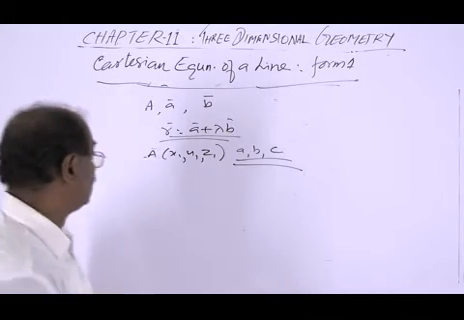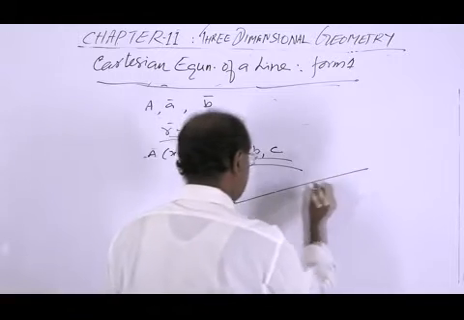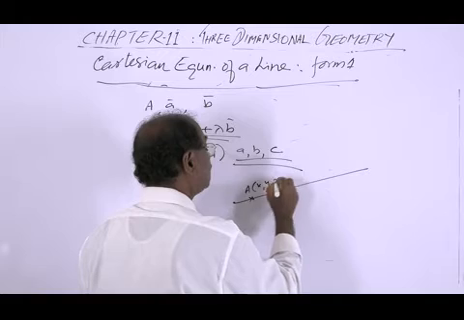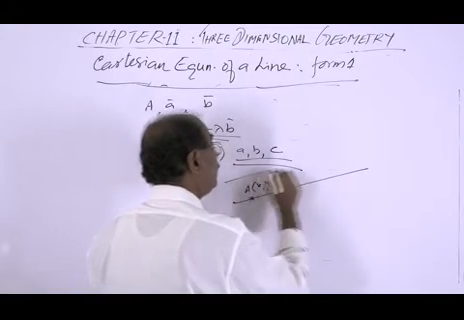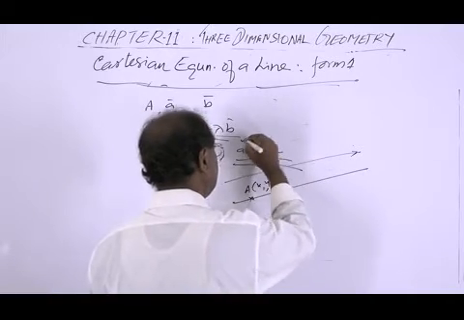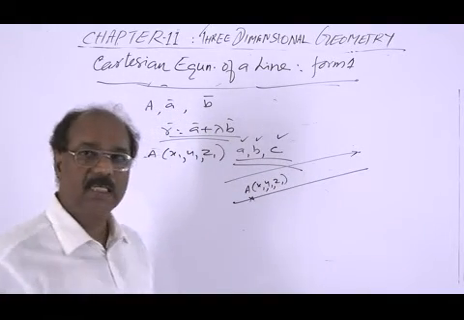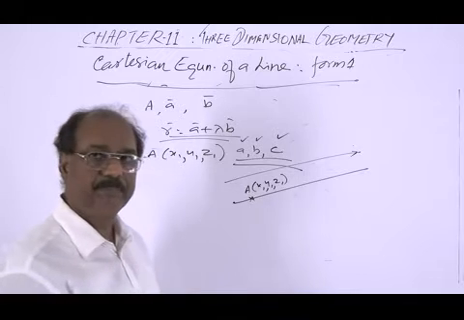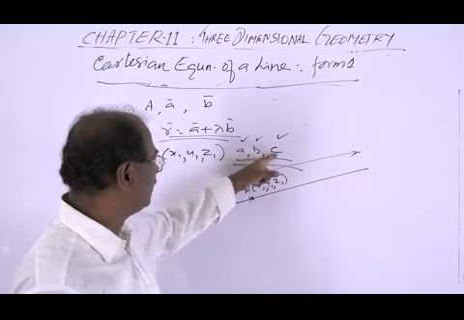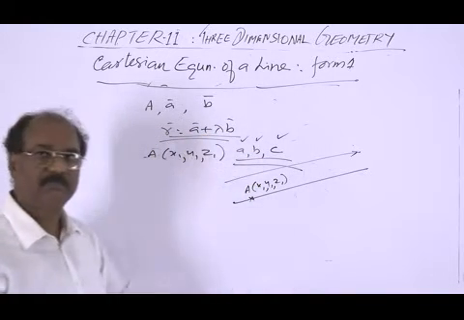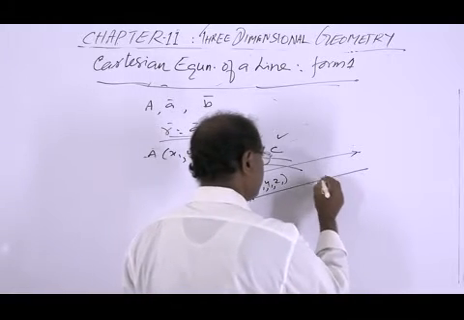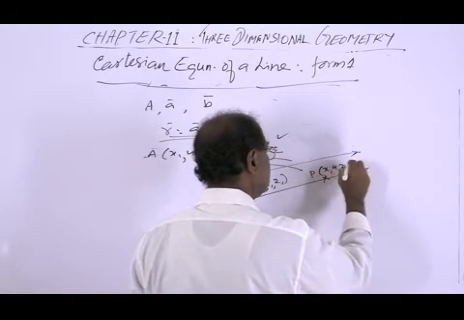Then A is a point through which the line passes, with coordinates x1, y1, z1, and b is another vector, or a line, whose direction ratios are a, b and c. To derive the equation, we put these values into the vector equation. We also have r here, which is the general point. So we can take this general point P as x, y, z in Cartesian form.